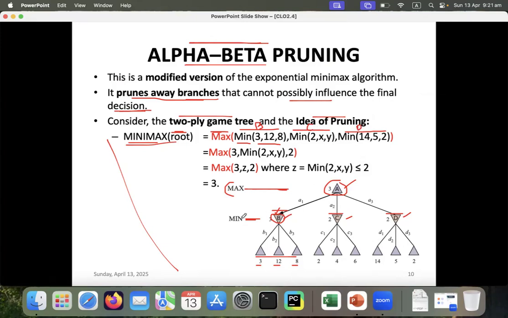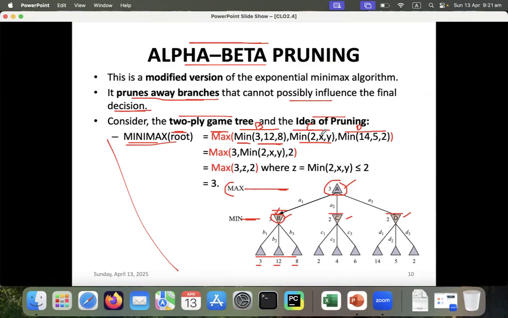But B is the level for the min, and the min player will try to get the minimum value from here. That's why min is written inside, and then 3, 12, 8 are written here. This B will take the minimum value from these 3, 12, and 8. Similarly for C, it will take the minimum value from 2, 4, 6, which is written here. And we are not representing 4 and 6 here due to some reason, because we want to give you the idea of pruning here.